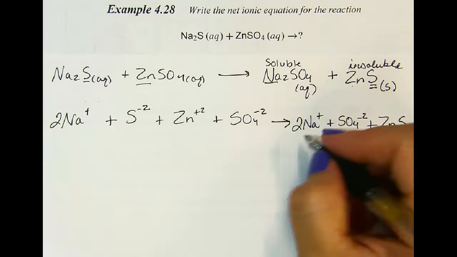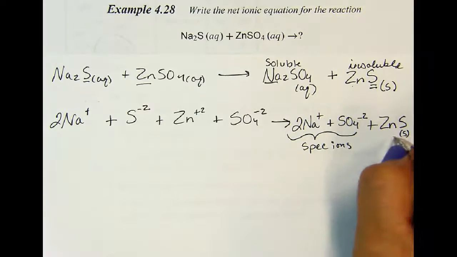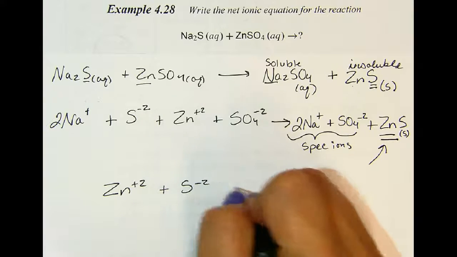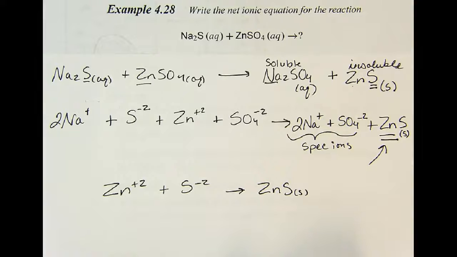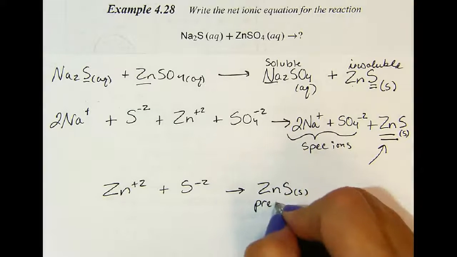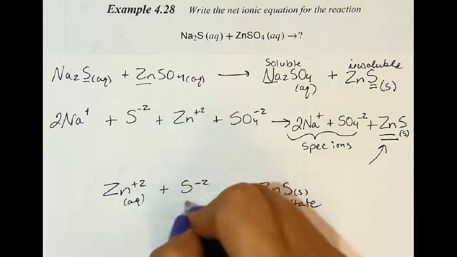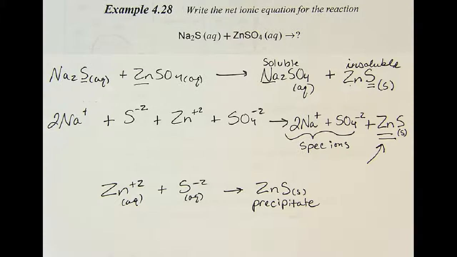So my spectator ions are the sodium and the sulfate, and the precipitate is the zinc sulfide. So I'm going to write my net equation for the zinc sulfide. You have zinc combined with the sulfide to form your precipitate zinc sulfide. I just wrote the solid there for technicality because it is the precipitate. And if you wanted to be very technical, both of these are aqueous to begin with. But again, you don't have to include the phase notations. Writing it as a net equation is just assumed these are aqueous and that one's solid.